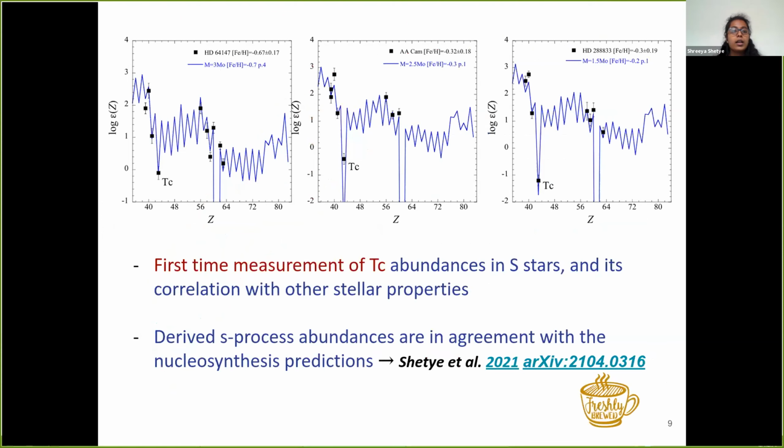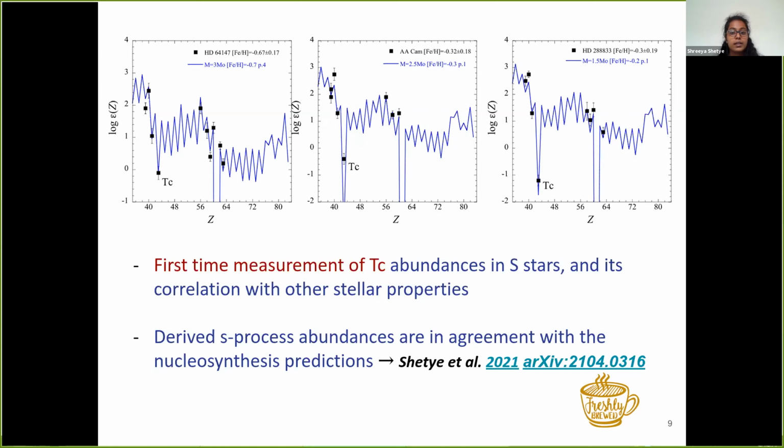Moving on. Here I am presenting some super fresh content, where for the first time we've been able to measure the technetium abundances in a large sample of S stars. And we also tried to find correlations of these technetium abundances with other stellar properties. In the figure that you see here, for 3 different stars with different masses and metallicities, we have compared the measured abundance profile, so technetium and also some other S process elements, with the nucleosynthesis predictions of the corresponding mass and metallicity.